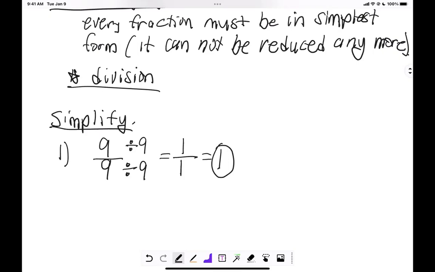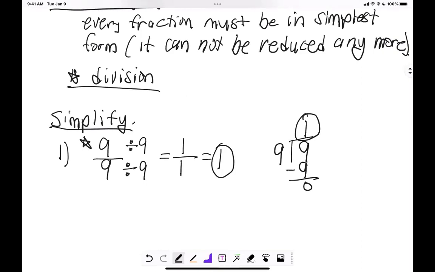You can divide that way, or you could think of it as long division if you prefer that way. How many 9s are in 9? 1, 9, 0 remainder. My answer is 1. I will tell you though that the first way is the way you really want to do it when we get into bigger problems. This is what you're going to think.